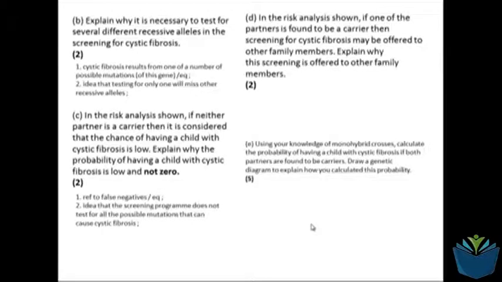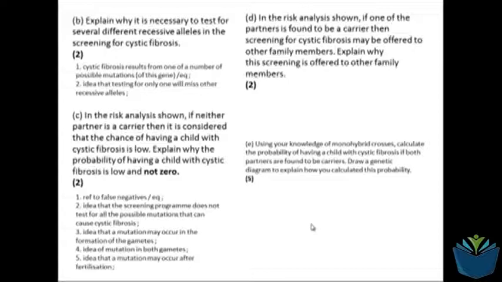You've also got the idea that not all the possible mutations that cause cystic fibrosis have been isolated or identified, and so in a very, very small percentage of cases that can crop up. The mutation can also occur within the gametes, and so the idea of a mutation in both sets of gametes, the sperm and the egg, is also relevant here. The mutation might also occur post fertilisation, and so the child, although its parents may not be carriers for the disease, could randomly mutate and produce the condition post-fertilisation.